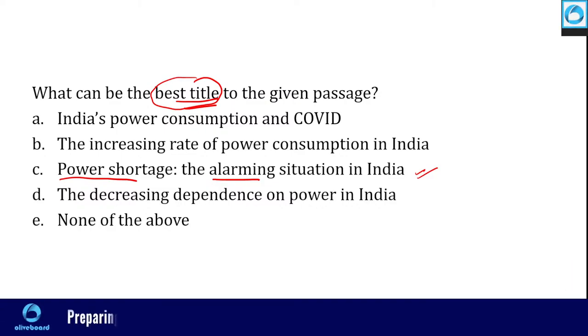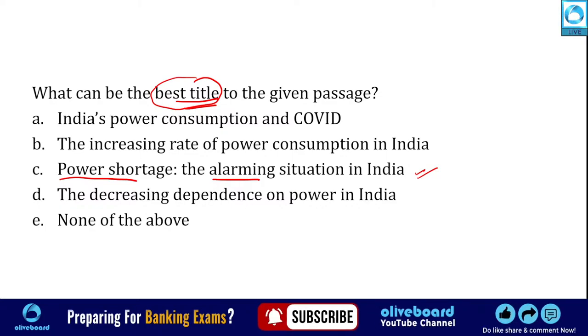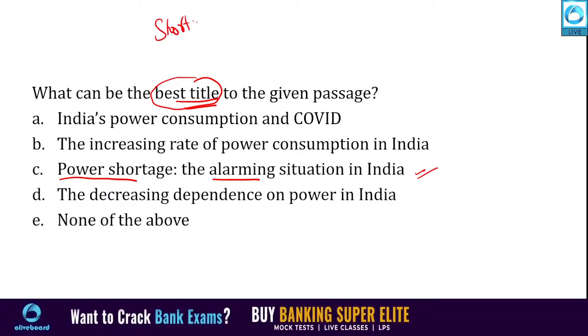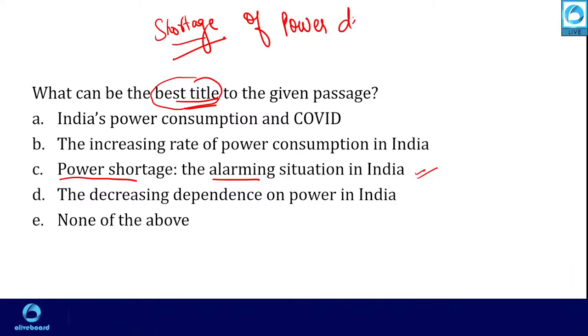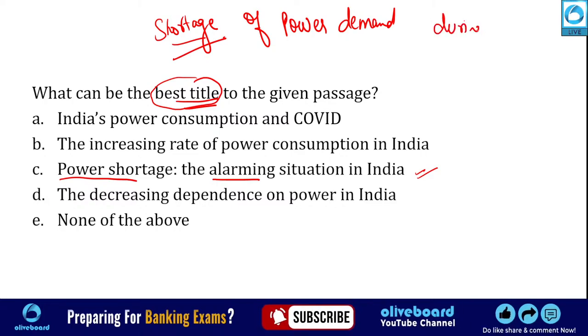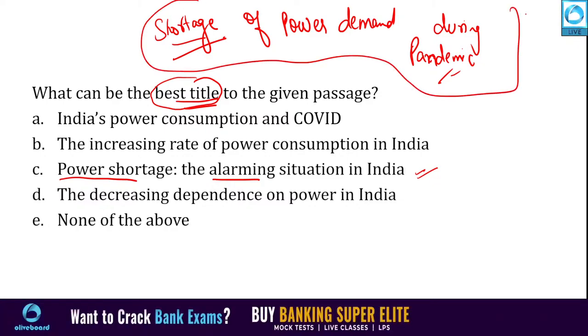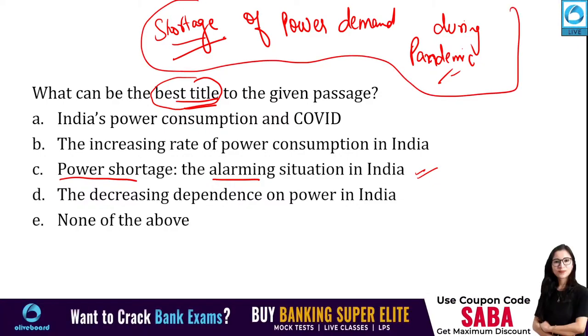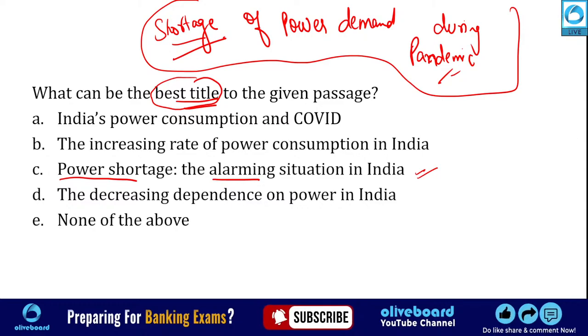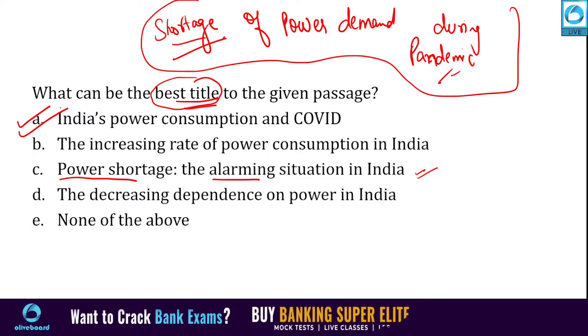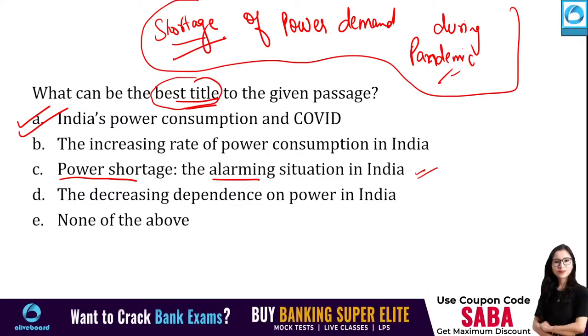See, in the entire passage, we didn't talk about any power shortage. We are talking about the shortage of demand during pandemic time. This is what the entire passage is about: shortage of power demand during pandemic. Am I correct? Okay, this is what the entire passage has been discussing. Pure passage mein yahi to baat hui ki jaise economy recover ho rahi thi, power consumption badh raha tha, aur jaise hi lockdown impose ho raha tha, power consumption gir raha tha. Yes. So the entire passage title, if you talk about it, is India's power consumption and COVID.